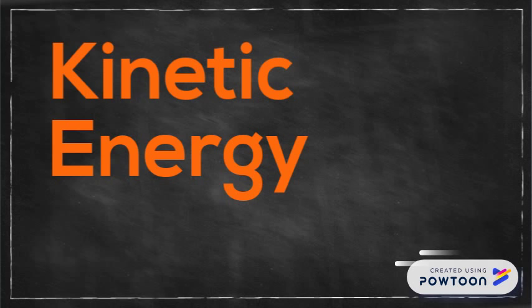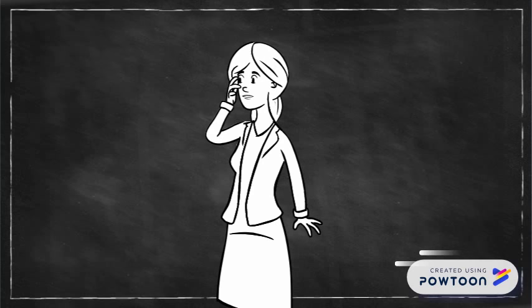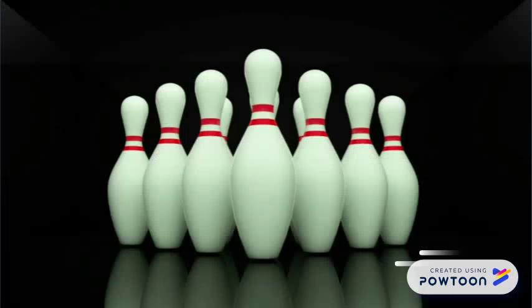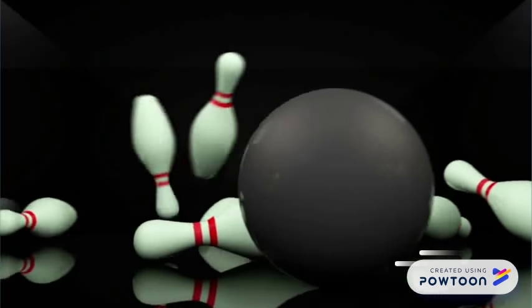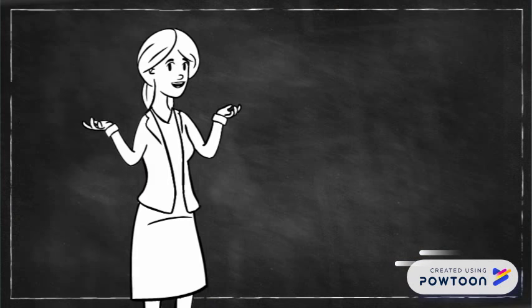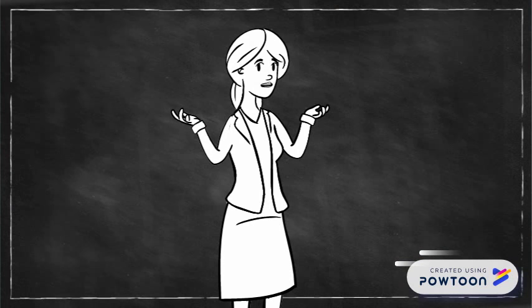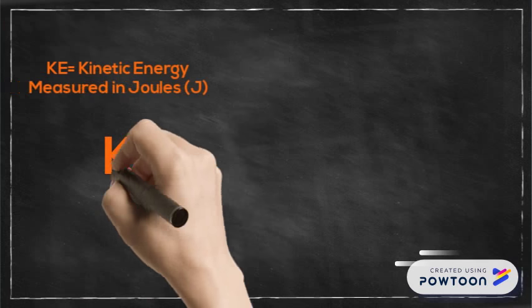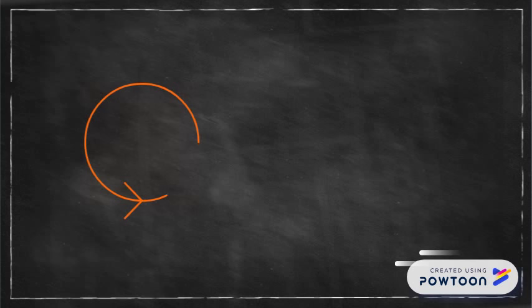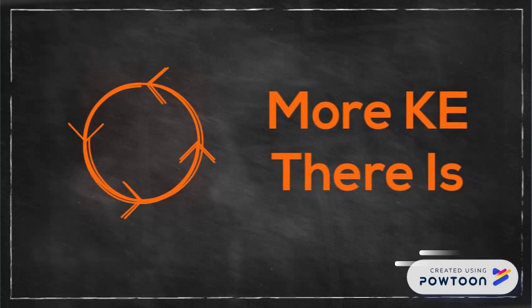Kinetic energy is the energy of motion. If we think about it, kinetic energy is everywhere in our lives. In the cars we see passing on the street, when we go bowling, or even riding your favorite roller coaster. So what do we need to know to understand kinetic energy? The equation is the kinetic energy is equal to half the mass times the velocity squared of an object. As the object goes faster and faster, the amount of kinetic energy increases.